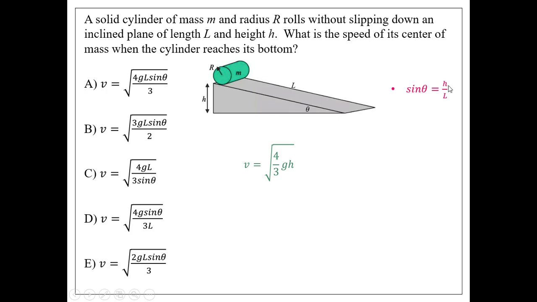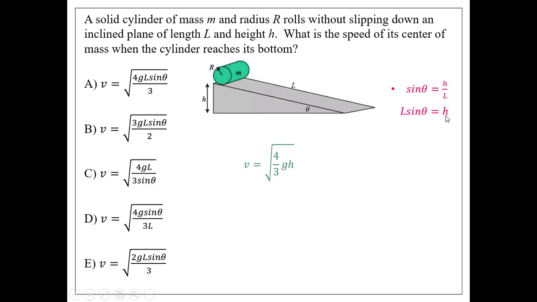Sine of theta is equal to opposite, which is the height of the ramp, over hypotenuse, which is the length of the ramp. So from here, I can just go ahead and solve for H, because in the previous slide, V is 4/3 GH, whatever the initial height is, but all the answers have been changed so that it has an L and a theta.